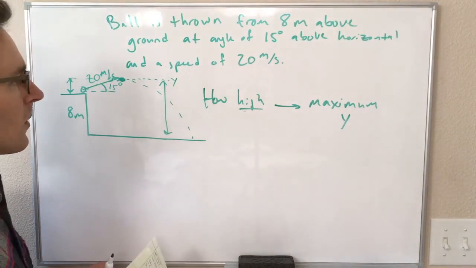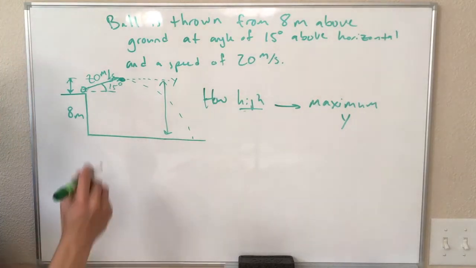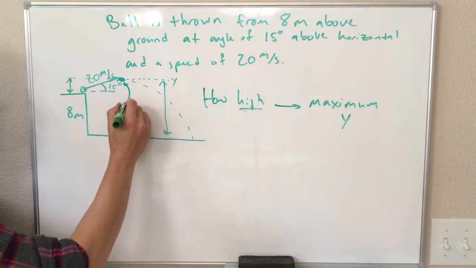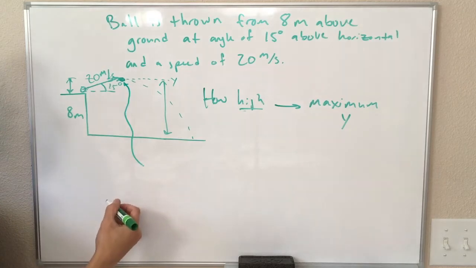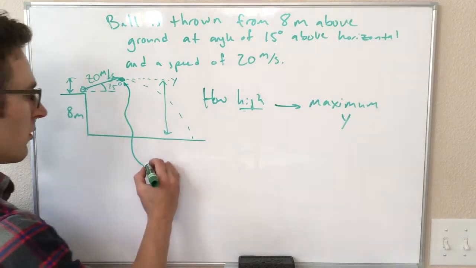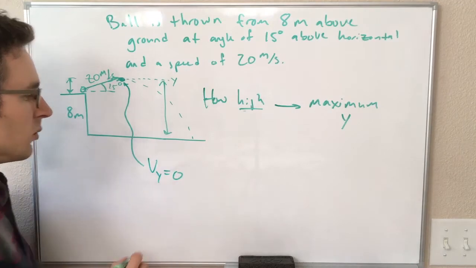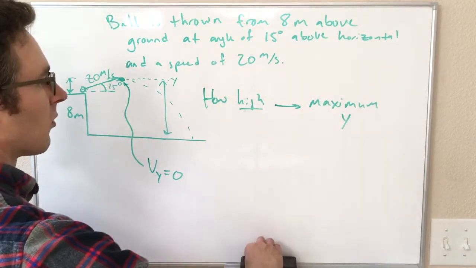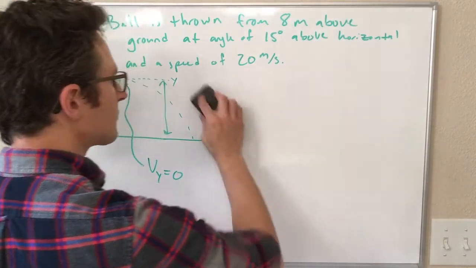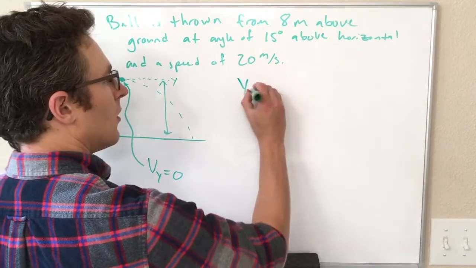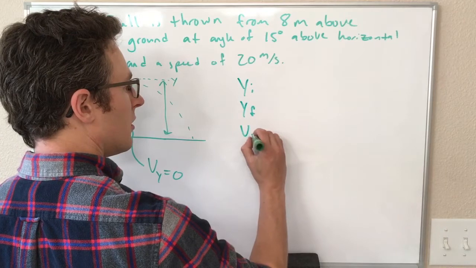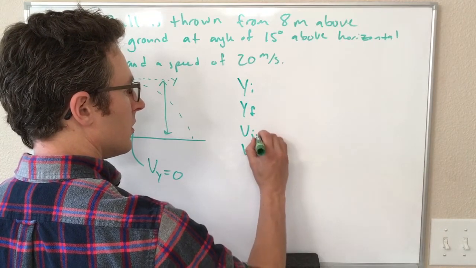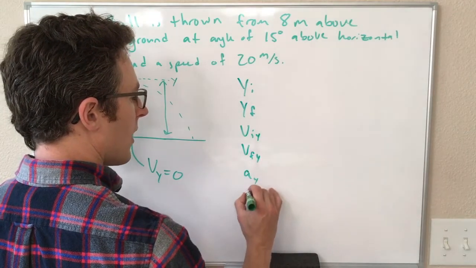Okay, so we want this y value. What do we know about this point right there? Well, if this is its highest point, we know that Vy has to be equal to 0. So that gives us a place to start. We're probably going to have to do something with the y direction. Let's look at our y variables: y initial, y final, Vy initial, Vy final, Ay, and t.